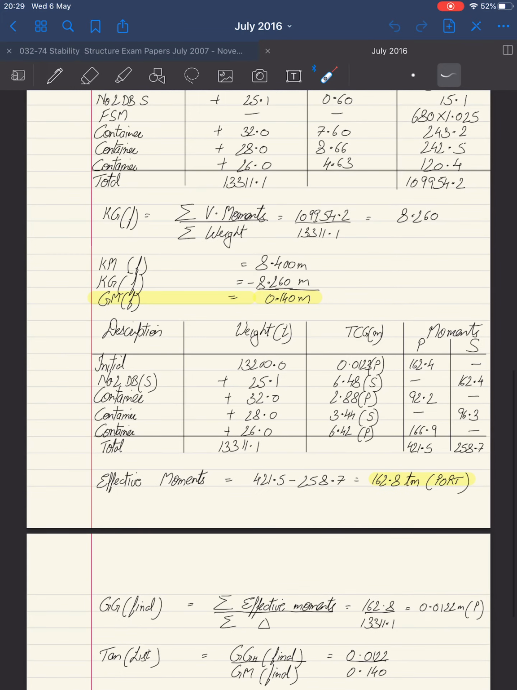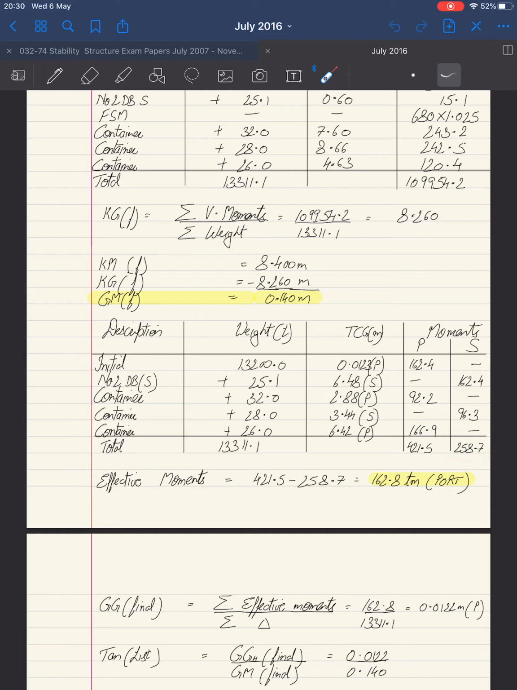We'll sum up all the weight in this column, which we'll get as 13311.1 tons, which is the same as this value. And we'll sum up the port moments and the starboard moments. So when we do it for port moments, we'll sum up all the values in the column of port moments, which we get as 421.5. And when calculating for the starboard side, we'll sum up all the values on the starboard side, which we have got as 258.7.